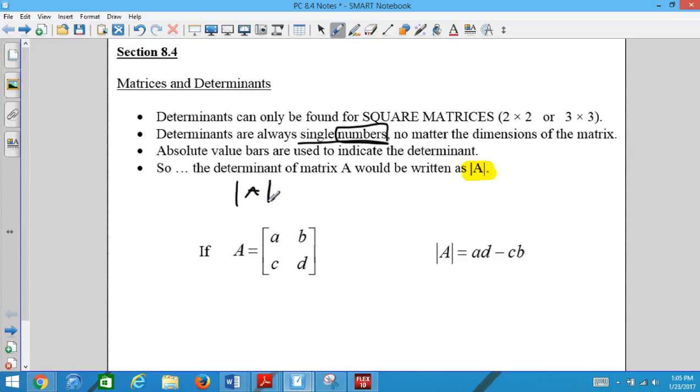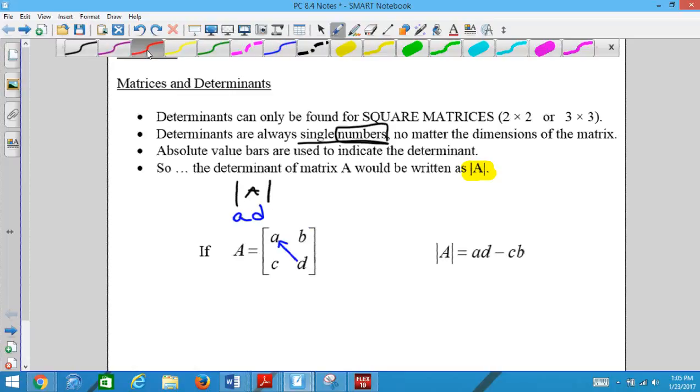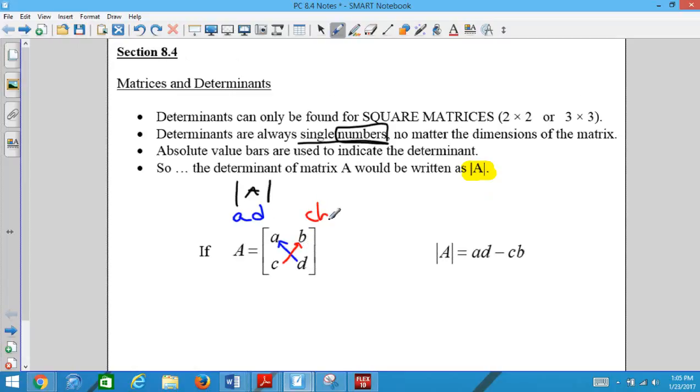So here I have a 2 by 2 matrix, and to find the determinant, you do AD minus CB. So you're going to multiply A and D together, and then you're going to multiply C and B together and subtract that. So I like to say cross multiply up and subtract the second number. Cross multiply up.